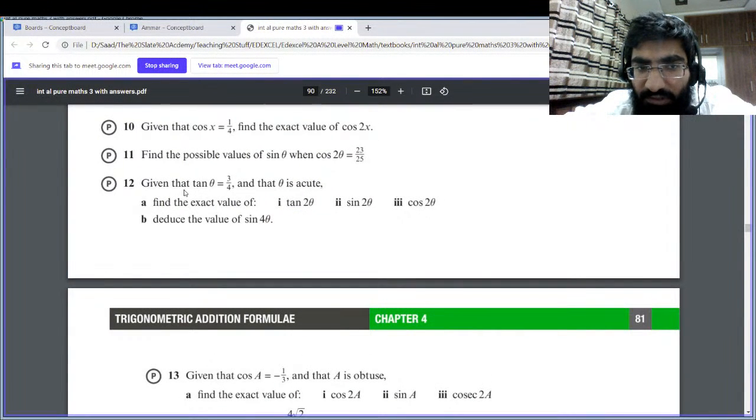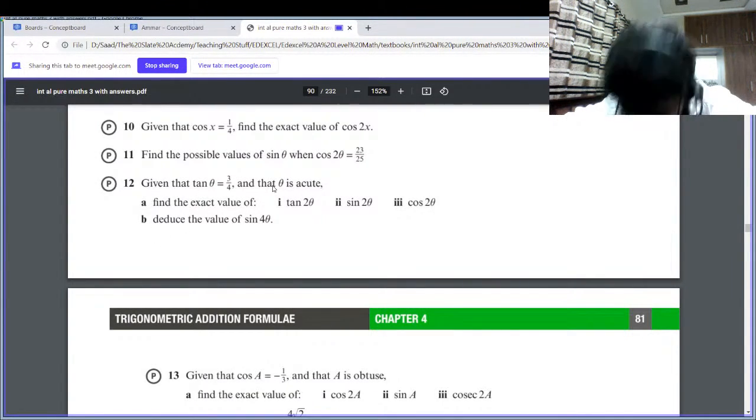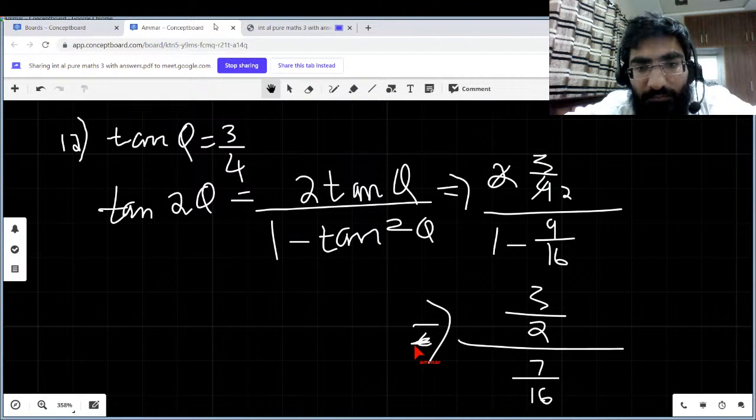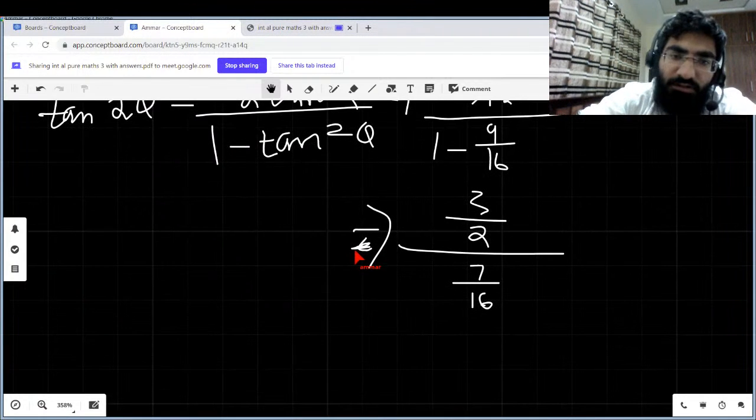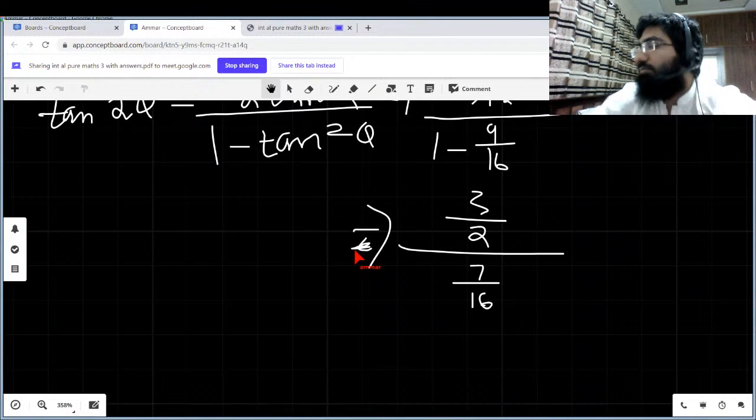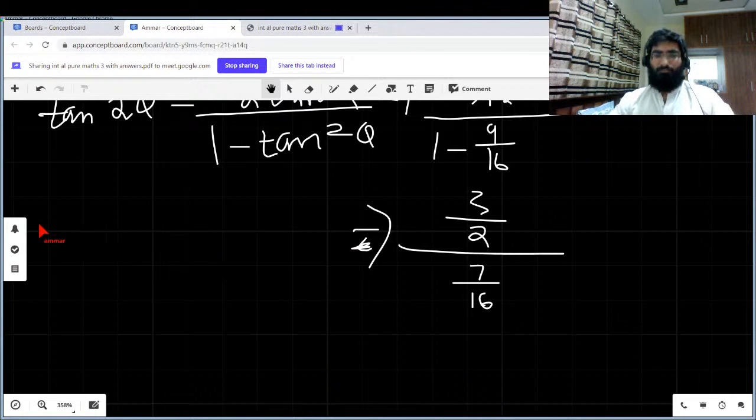So for that, if you draw this triangle, opposite over adjacent. Opposite is 3, adjacent is 4, and the hypotenuse would be how much? Finish this tan thing, then I'll tell you. It will be 3, 4, 5.